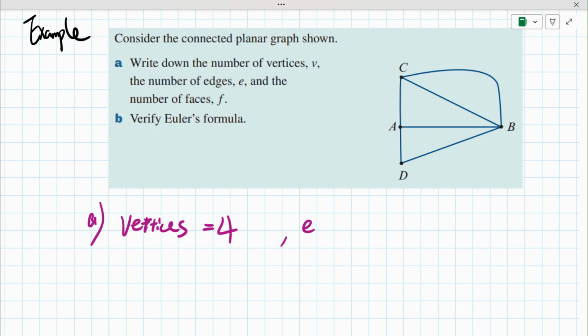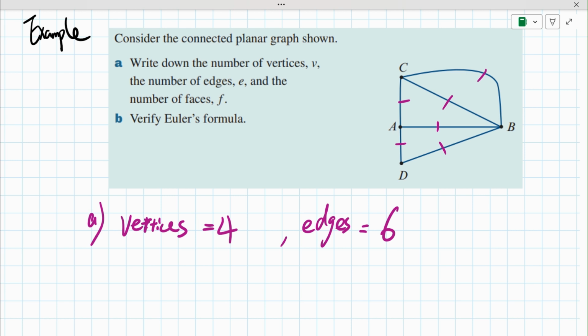Edges: how many edges do we have? We can say A to B, A to D, A to C, B to C, B to C again, and B to D. So 1, 2, 3, 4, 5, 6. We have 6 edges.